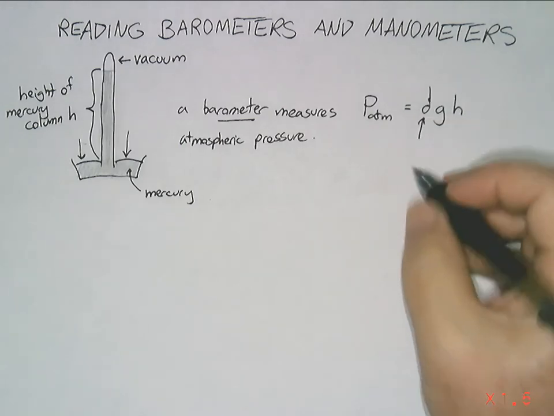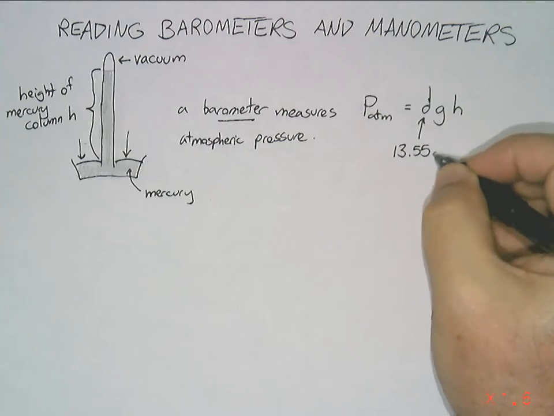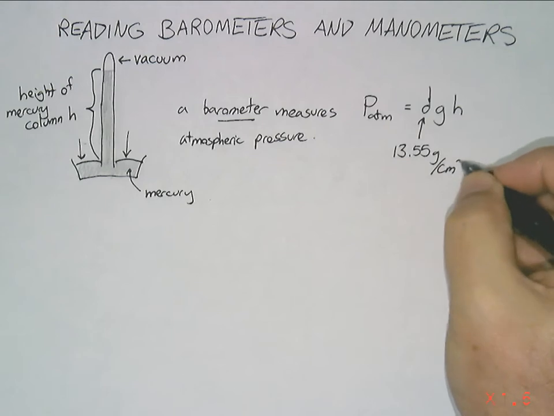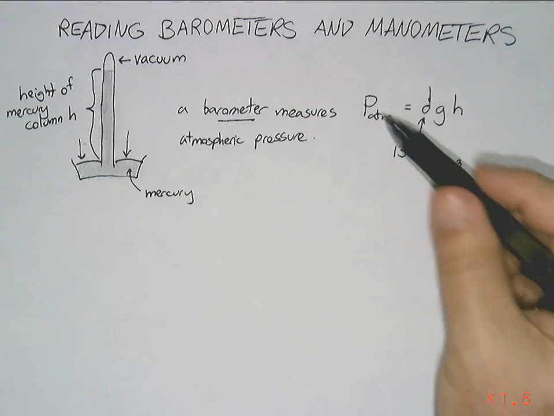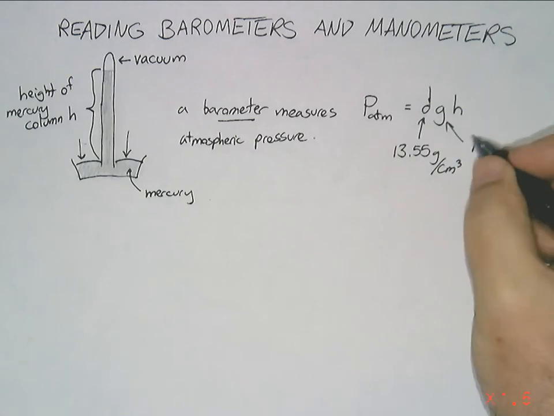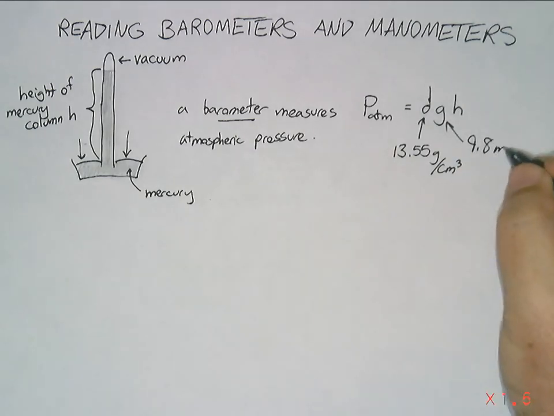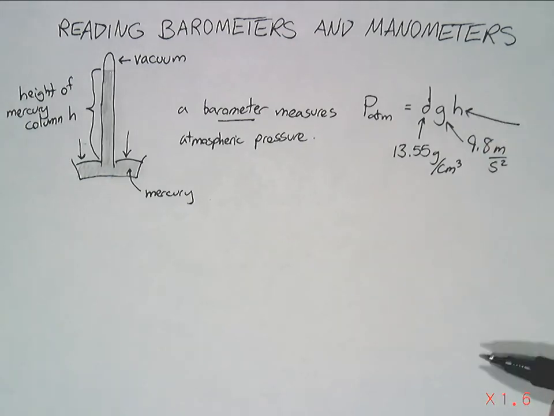The density of mercury is something like 13.55 grams per cubic centimeter. Now I would have to turn that into kilograms per cubic meter before I could get the pressure out in SI units. The acceleration due to gravity we saw was 9.8 meters per second squared. And this height, typically at sea level, is about 760 millimeters.